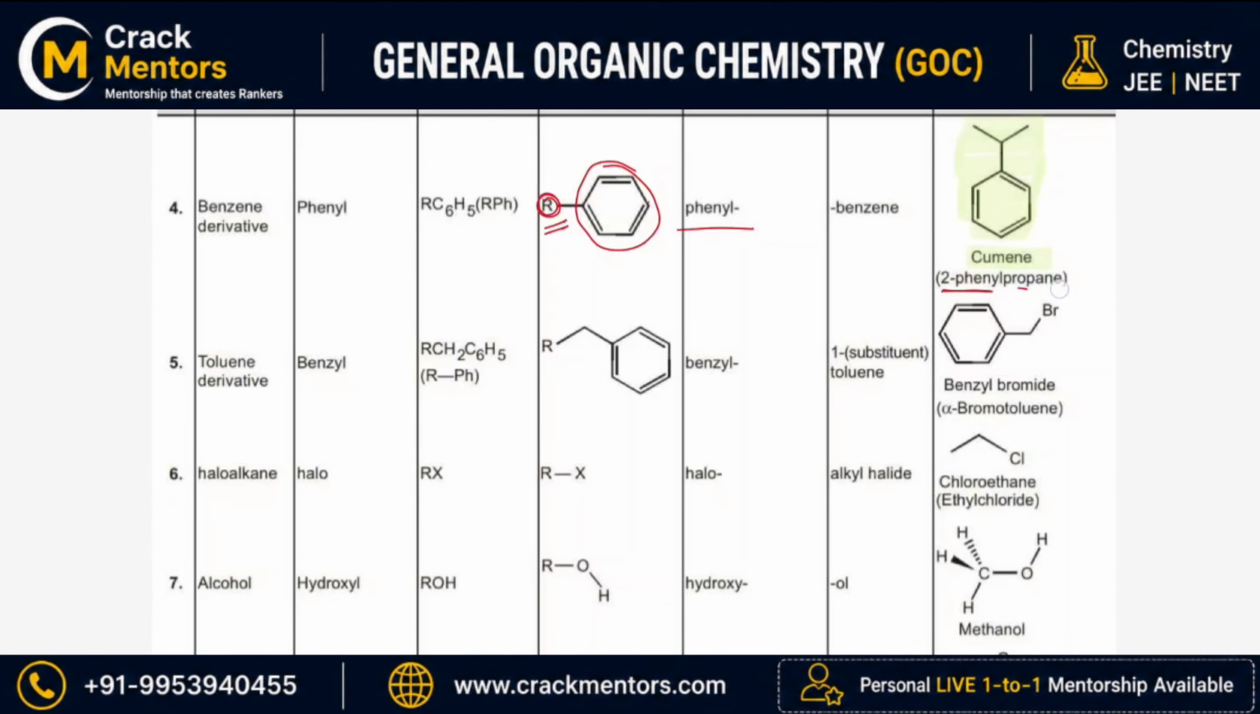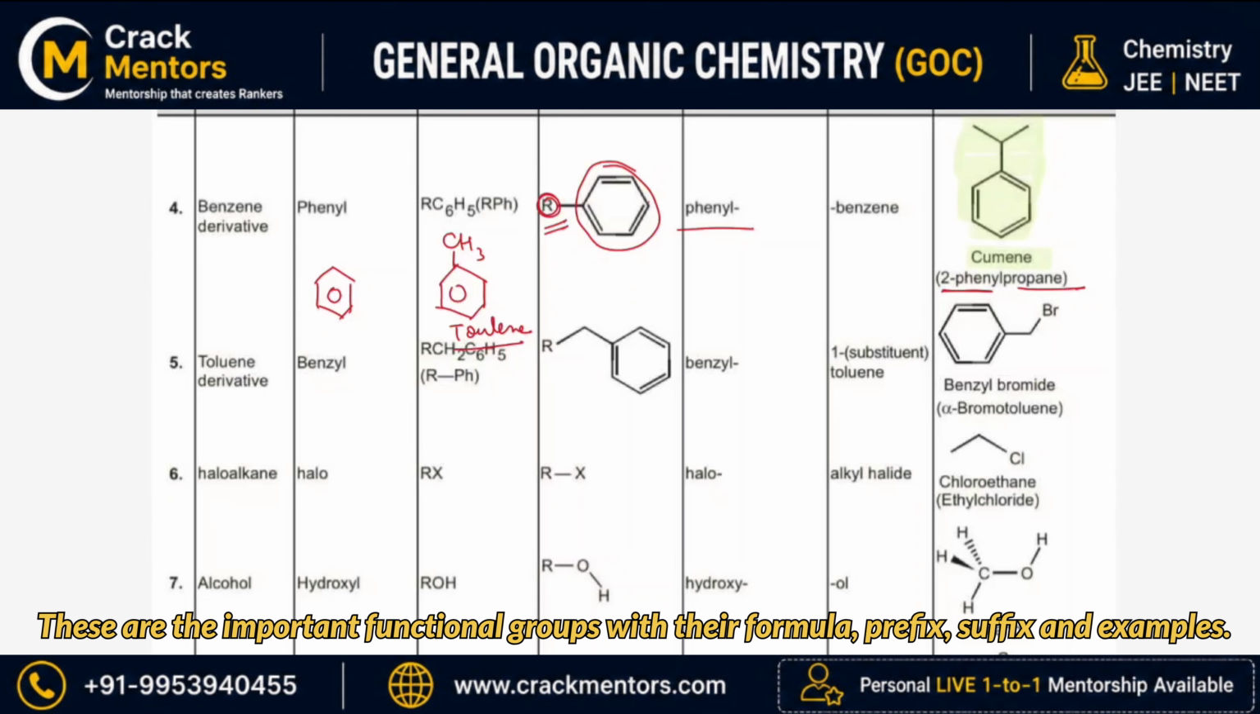Phenyl, okay, and then propane, right? Then comes the toluene derivative. Actually, what is the difference between benzene and toluene? It is benzene, okay, and it is toluene, right? It is toluene. So if something gets attached here, after removing one hydrogen, something gets attached here. So the group first of all is called benzyl.